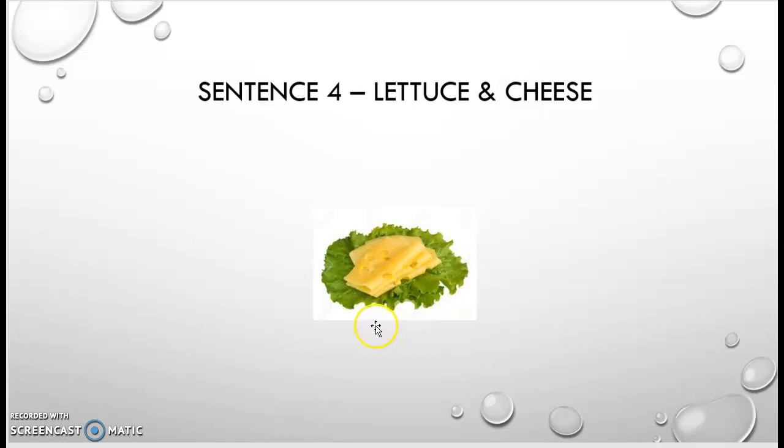I actually prefer Swiss cheese on my burgers. Some people prefer cheddar. Some people prefer American. Some people prefer pepper jack. I like Swiss cheese on my burgers.